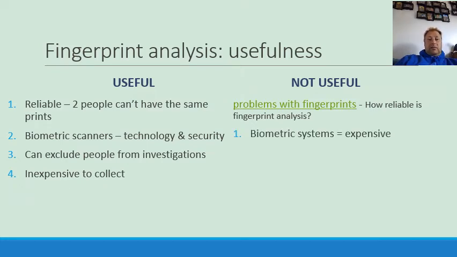Having biometric systems is expensive, though collecting fingerprints is easy. Having them on your phones and to do things makes it hard to use. There is human bias involved.